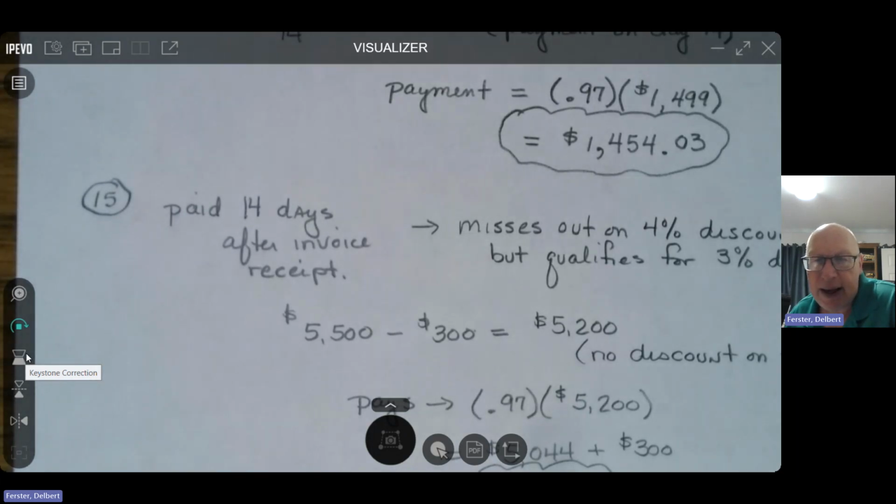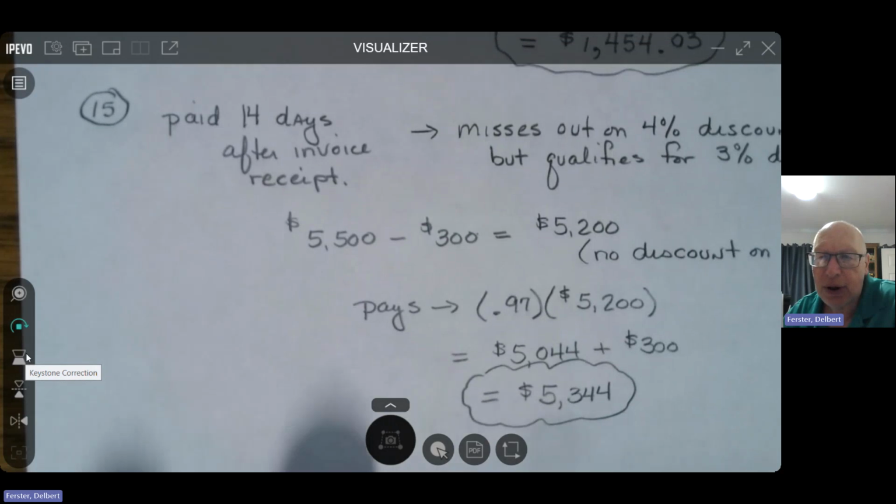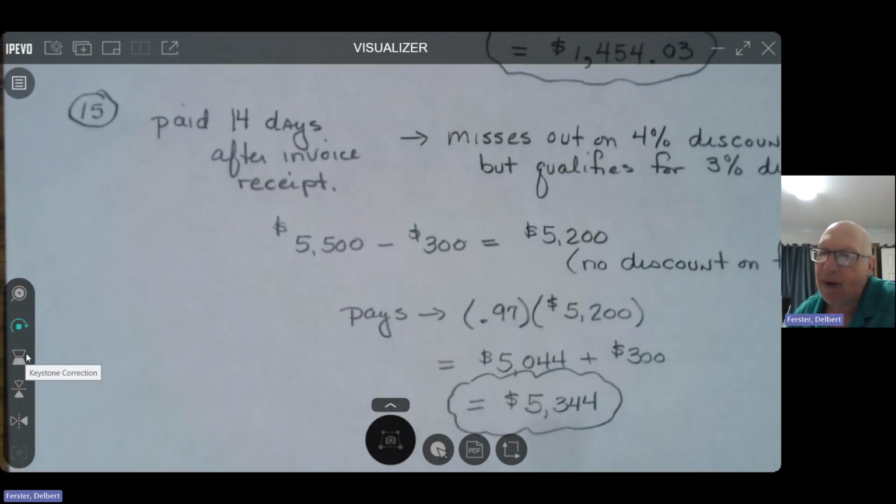His payment is being made 14 days after the invoice. So we'll figure out what he's able to get as a discount based on the 3% saving. You're going to take off the freight charge. Remember, freight charges are not subject to discounts. That's why you see on the screen 5,500 minus 300. So the amount that is subject to a discount is the 5,200. The next part is the use of the complement again. The 0.97 is the complement for 3%. So he will pay on the actual goods 97% of the 5,200. That amounts to $5,044. And don't forget to add back in the freight charge of $300.